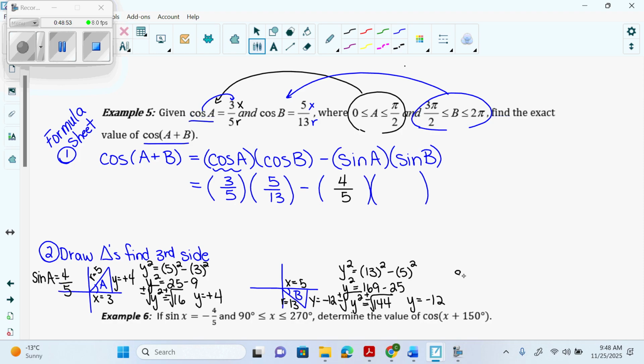So what is sine of B? There's my B triangle. I need sine B to fill in. What is sine of B? Negative 12 over 13. Once again, whenever using the adding and subtracting formulas for sine and cos, you should have common denominators after this point. If you don't, you screwed up. So I'm going to get 15 over 65 plus 48 over 65, which equals 63 over 65.